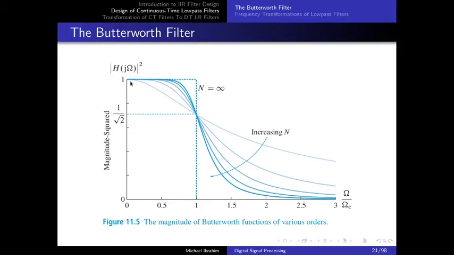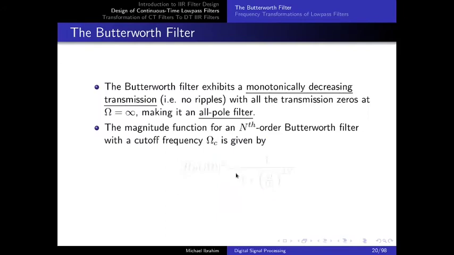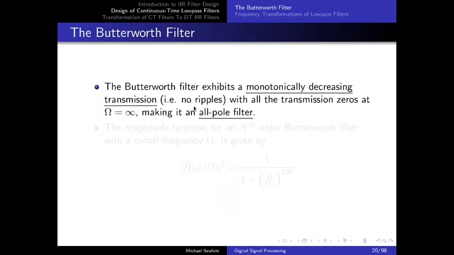So as you can see, the frequency response of the Butterworth filter is monotonically decreasing. It decreases gradually without any fluctuations, without any ups and downs. So there are no fluctuations in the passband, no fluctuations in the stop band. As the frequency increases, the magnitude response decreases. This is what we call the monotonically decreasing response. So it has a monotonically decreasing transmission, i.e. there are no ripples, and all the transmission zeros of this filter are at omega equal to infinity. So it's called an all-pole filter, as if it has no zeros.